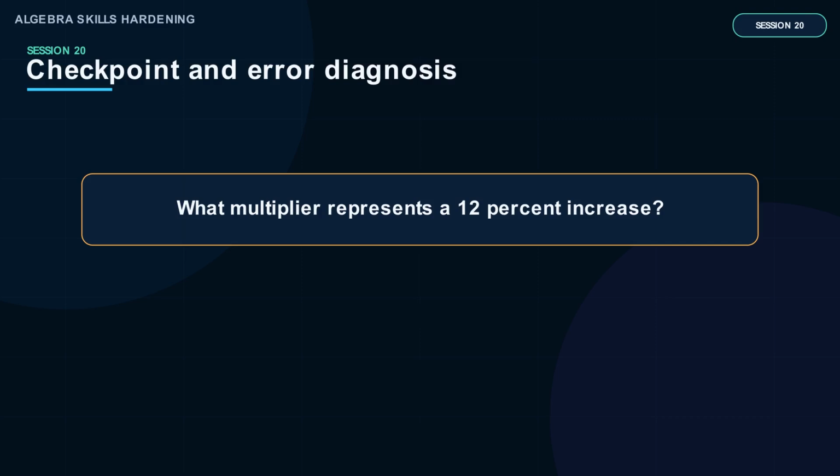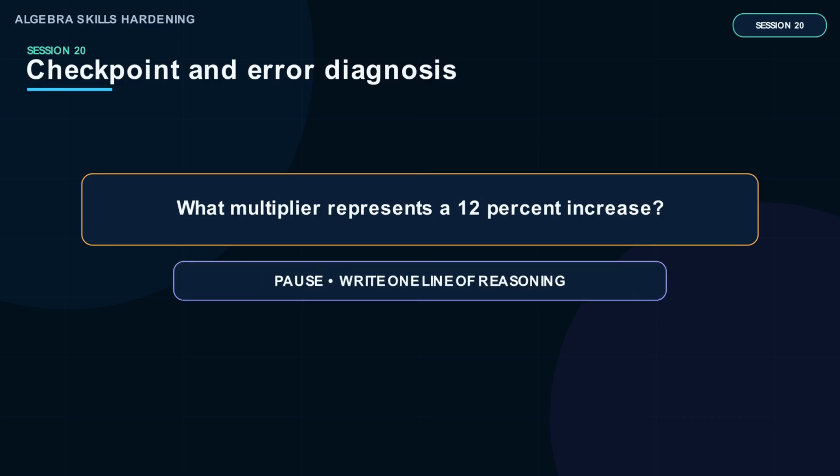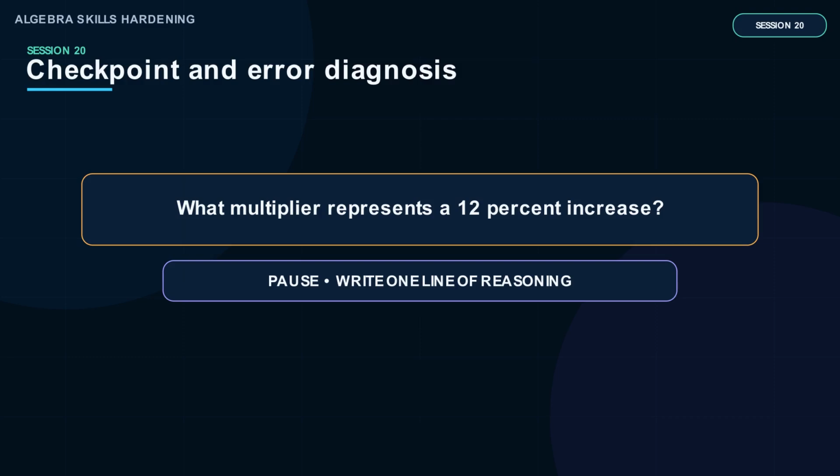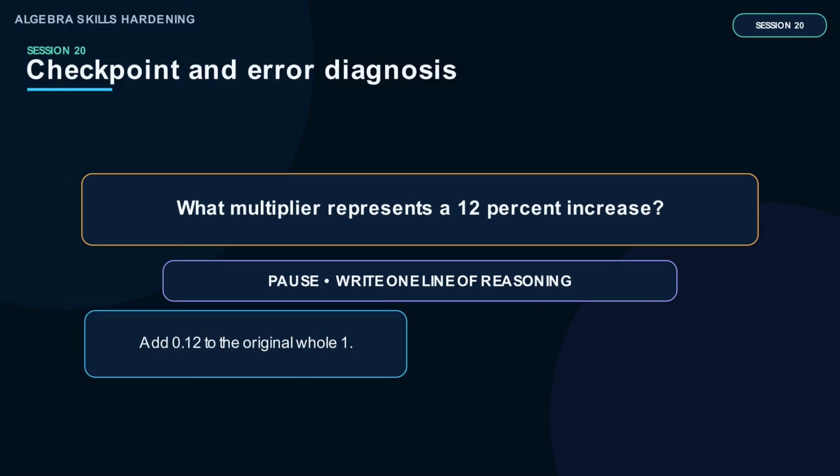Try this checkpoint without copying the example. What multiplier represents a 12% increase? Decide which mathematical fact controls the answer. Write one line of reasoning before you commit. A visible decision is easier to inspect and correct. Hint: add 0.12 to the original whole, 1. Use it to repair your setup rather than guess. An accepted answer is 1.12. Explain why it works and name the first step that would expose a common error.